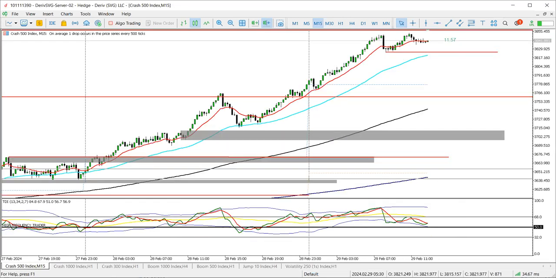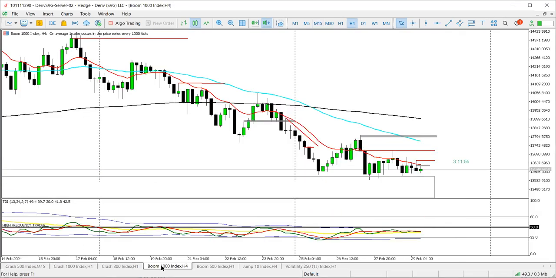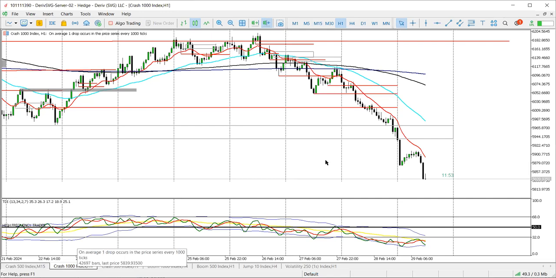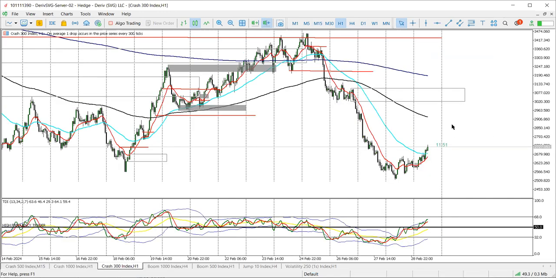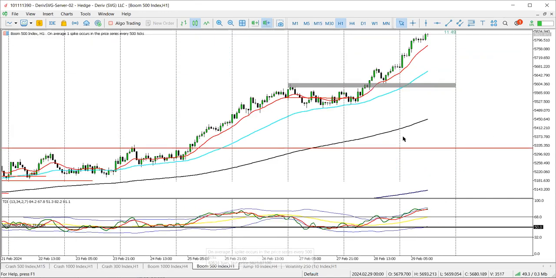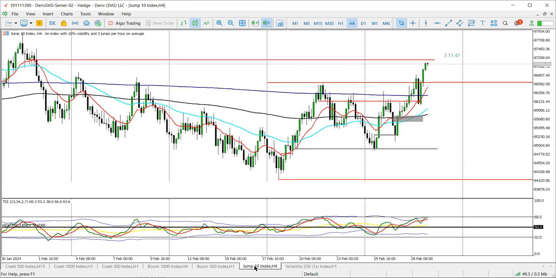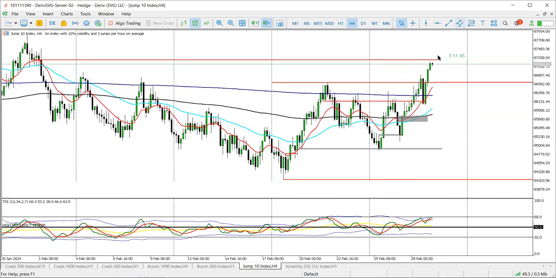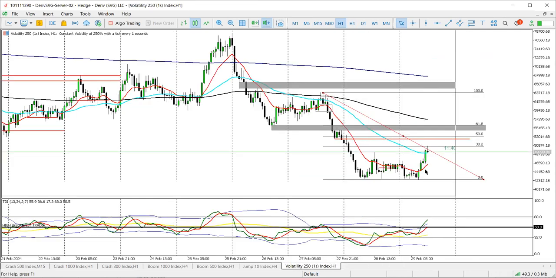So my main setups are C5 and B1 for today. C1 already moved, like I said. C3 is also retracing. B5 has already pushed. J10 might retrace. Yes, so we might catch a retracement, but I don't think I'll trade it. And V250, I'll see how price is going to react.